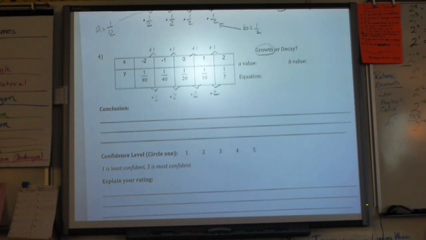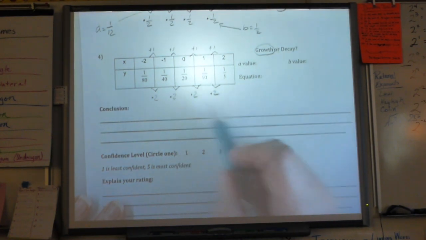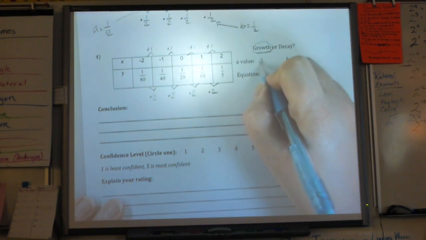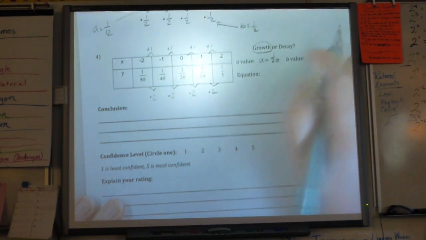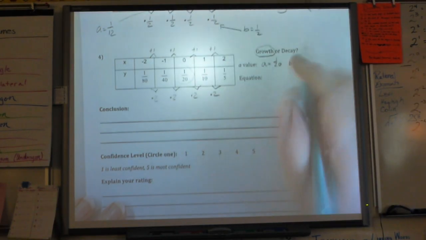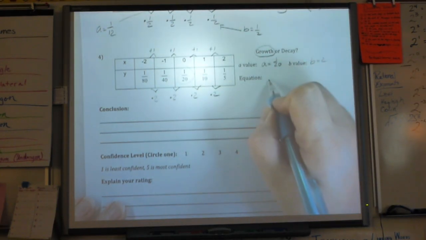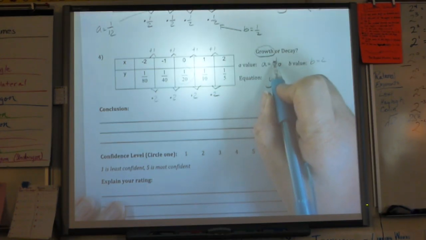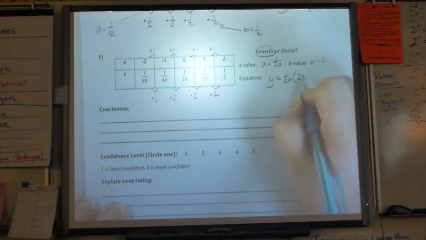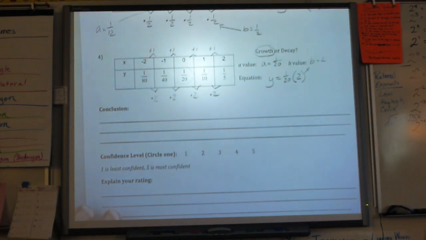What's our starting amount? 1/20th, right here. And what's our b value? What's our growth factor? 2. So our equation is y equals 1/20th times 2 to the x.